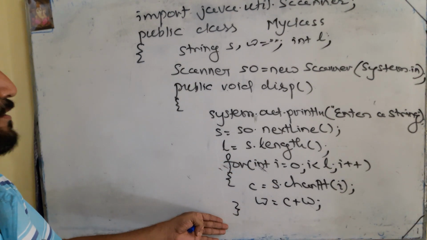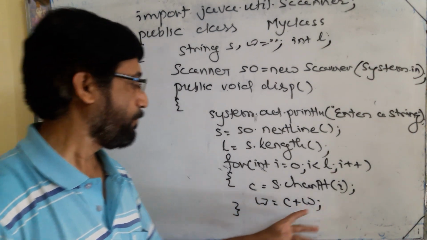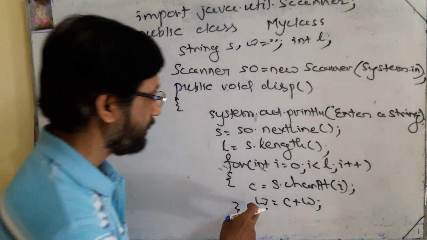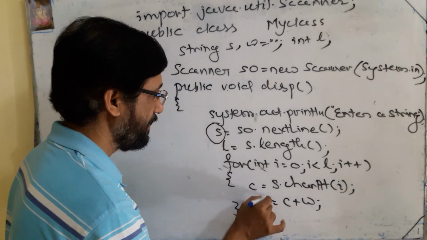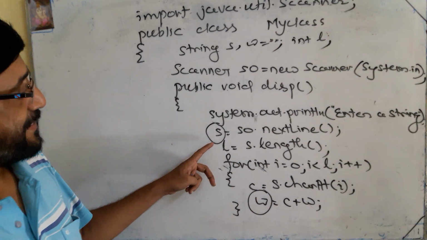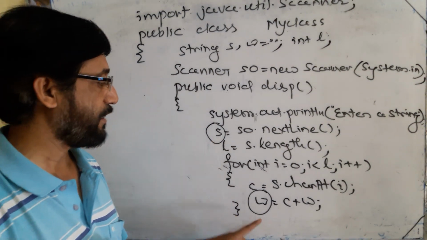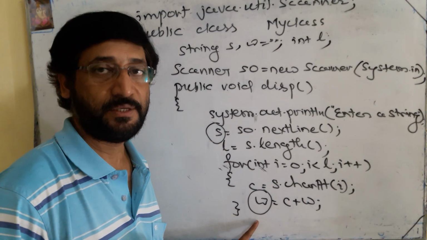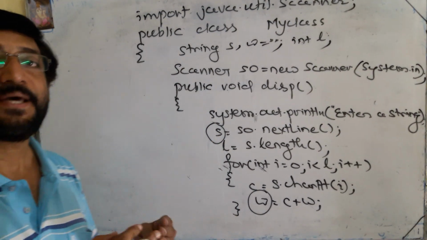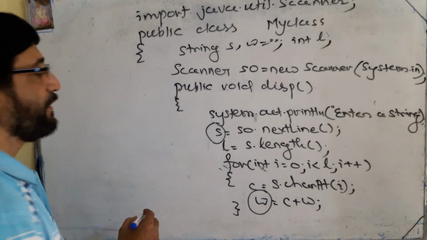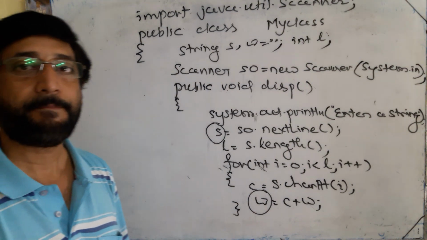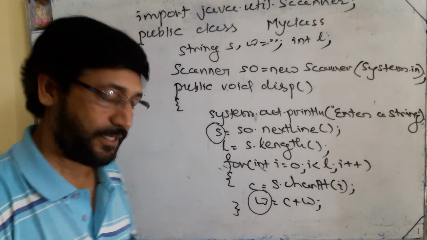After the for loop is completed, we have two strings, one with s and one with w. s has the original string, while w has the reverse string. Now this is the time to compare both the strings, whether they are equal or not. How to compare it? You can use the equals function.